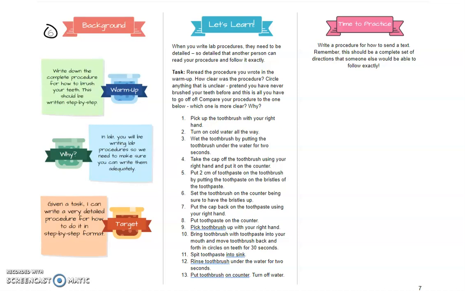So for part 6 here on page 7, you should have already done this warm-up. If not, take a minute and do it. Okay, I want you to write down the complete procedure for how to brush your teeth. Step-by-step format should be clear and detailed.